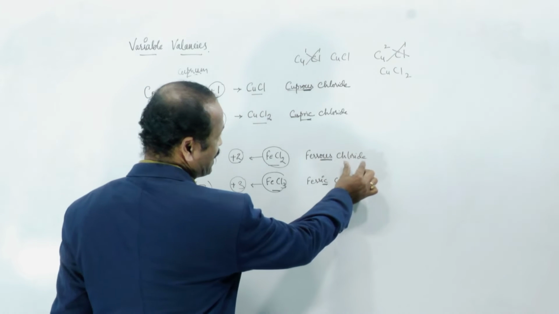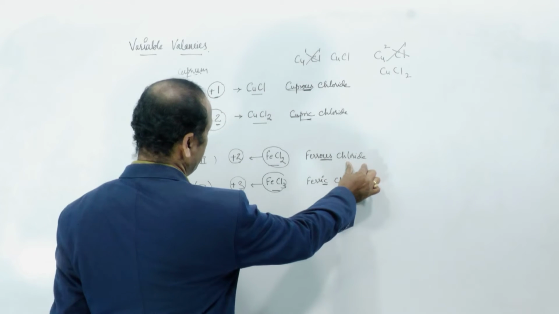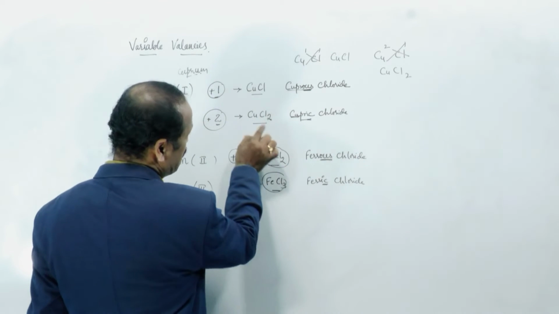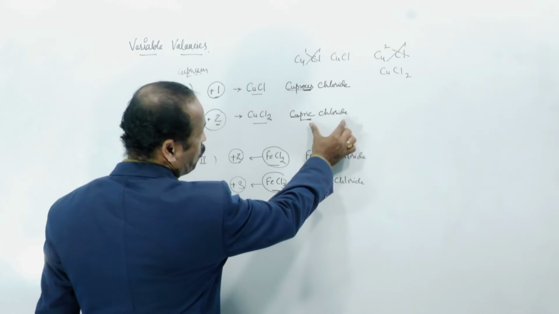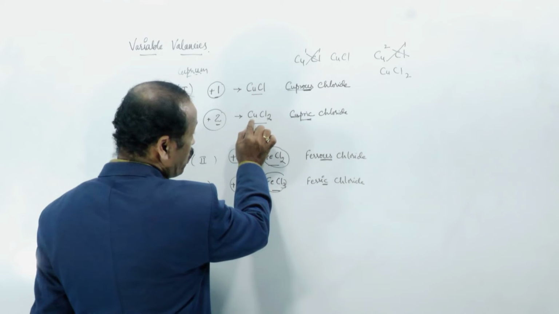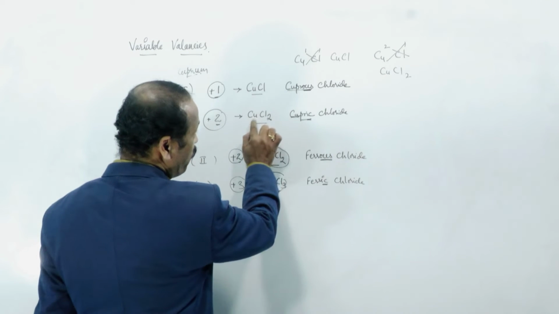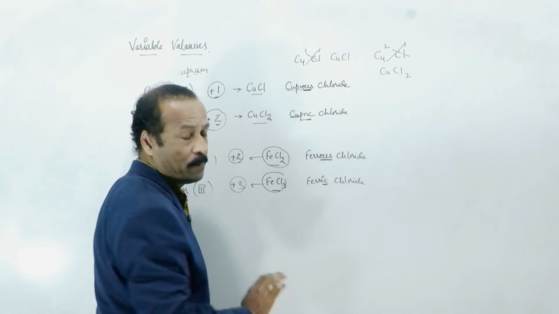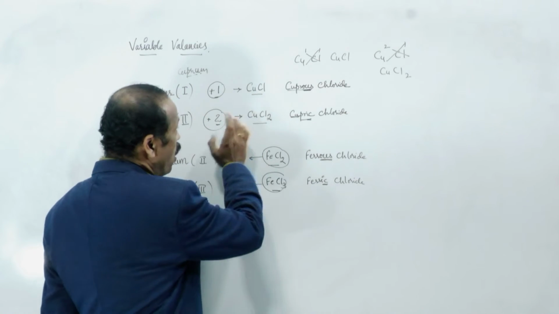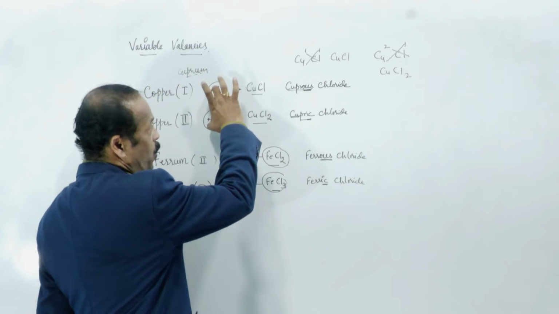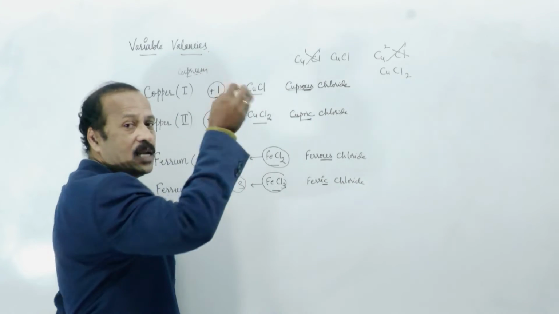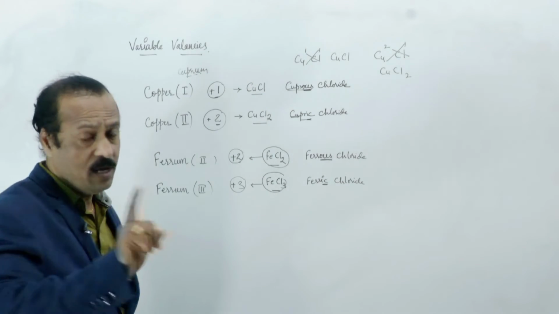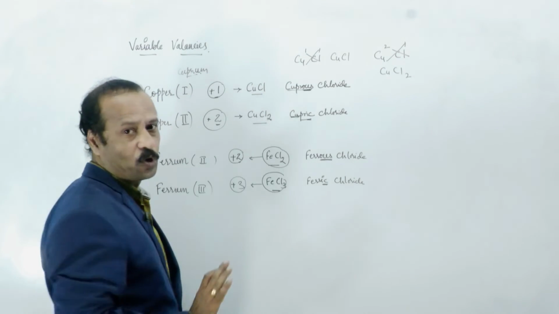Okay. So, students, once again I am telling you, here FeCl2 is there, we are calling it ferrous chloride, right? And here CuCl2 is there, cupric chloride. You don't call this cuprous chloride. Why? Because copper exhibits only 1 and 2 valencies. In that, one is the lower valency. So, for lower valency, you have to say cuprous.